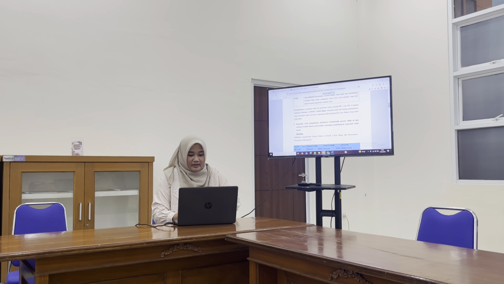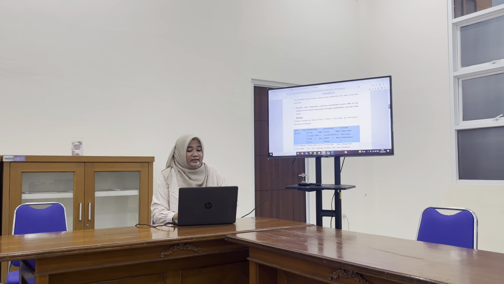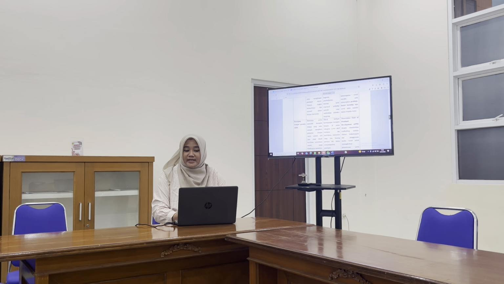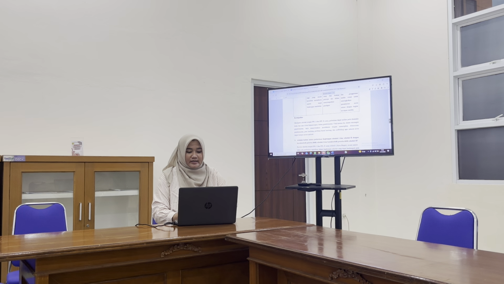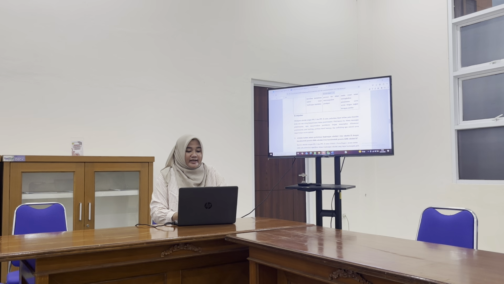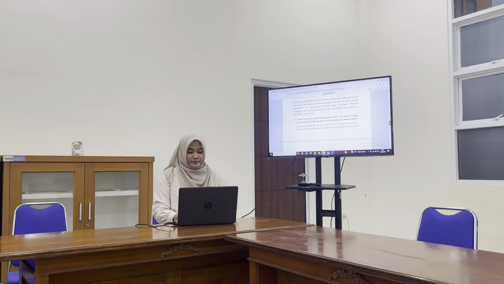And here are the perbedaan karakteristik peserta didik di SMA Negeri 2 Bogor. From the latar belakang peserta didik, and then perkembangan peserta didik, and then kesiapan belajar peserta didik, and here is the kesimpulan. Perbedaan dapat terlihat pada dinamika kelas dan cara siswa berpartisipasi dalam pembelajaran. Oleh karena itu, dalam perancangan pembelajaran saya menyesuaikan pendekatan dengan menerapkan diferensiasi pembelajaran, peer teaching, also problem-based learning, and scaffolding agar seluruh siswa dapat belajar secara optimal. Kurang lebihnya seperti itu.